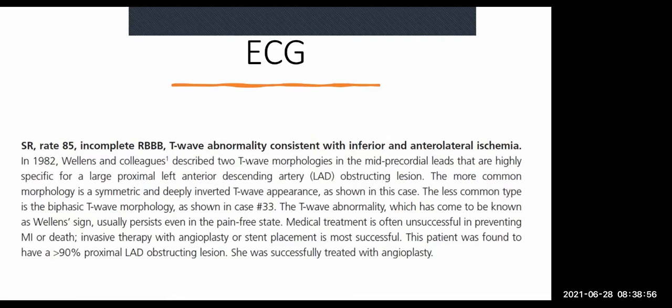So let's say we had a sinus rate of 85, incomplete right bundle branch block, T wave abnormality consistent with inferior and anterolateral ischemia. All right. In 1982, Wellens and colleagues described two T wave morphologies in the mid-precordial leads that are highly specific for proximal left anterior descending artery obstructing lesion. The more common morphology is symmetric deep, which is what we saw. The less common I'll show you just now, right? The T-wave abnormality, which has come to be known as Wellens sign, usually persists even in the pain-free state, all right?